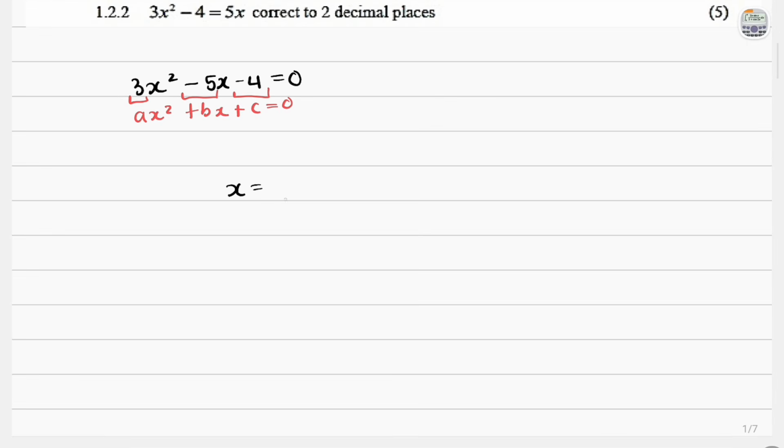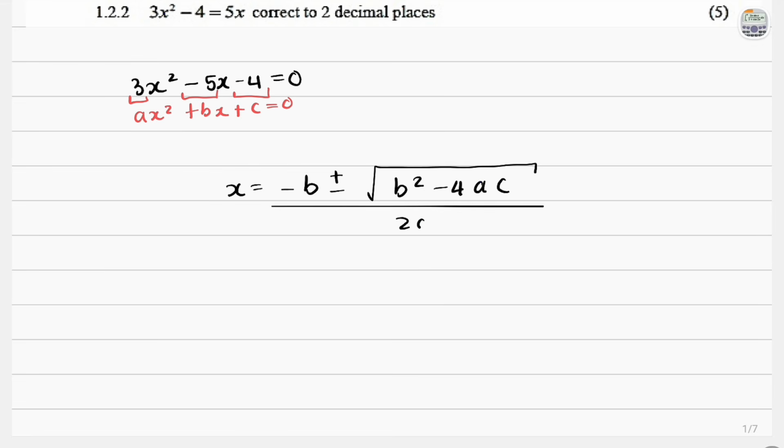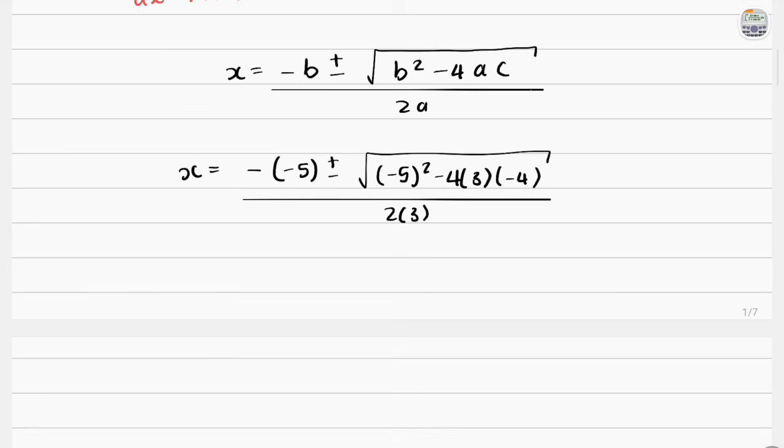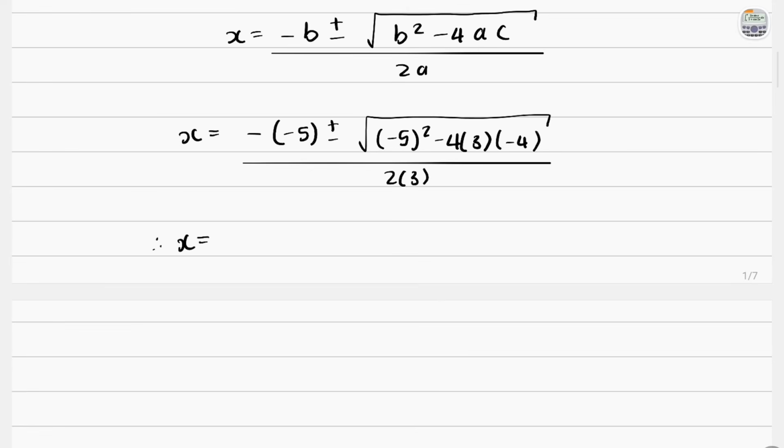Okay, quadratic formula, x is equal to negative b plus minus the square root of b squared minus 4ac all over 2a. So x is equal to negative, and we have negative 5 plus minus the square root of negative 5 all squared minus 4 times a, which is 3, times c, which is negative 4, all over 2a, and that is 3. And substitute this, put this into your calculator and get your 2 solutions.